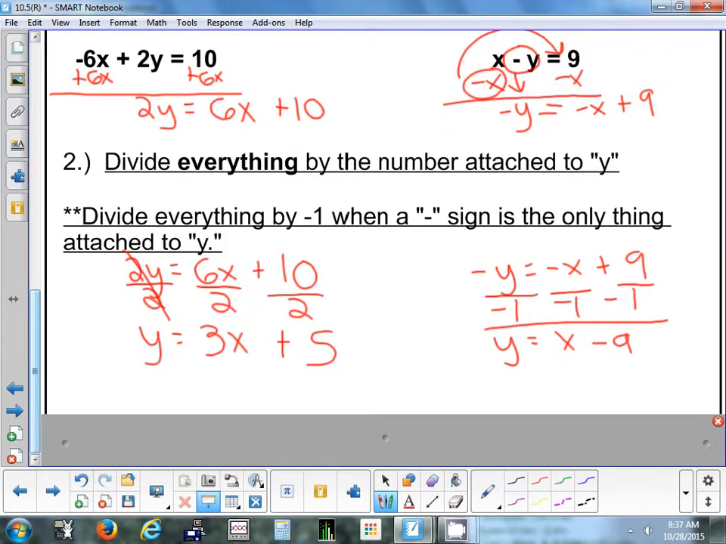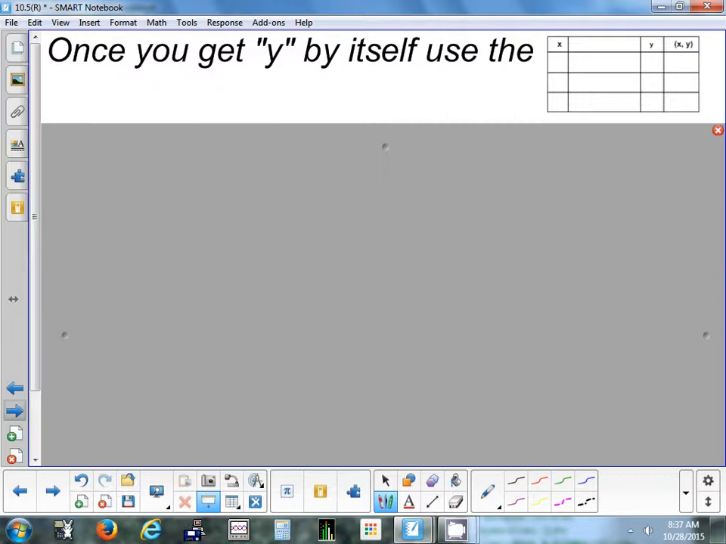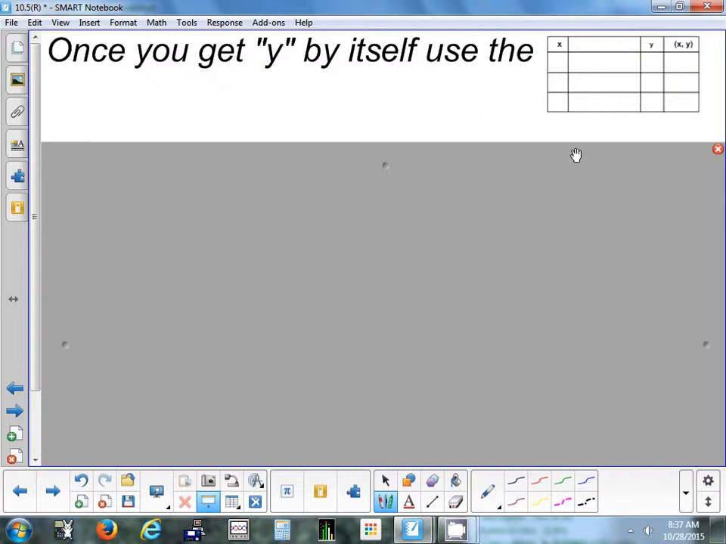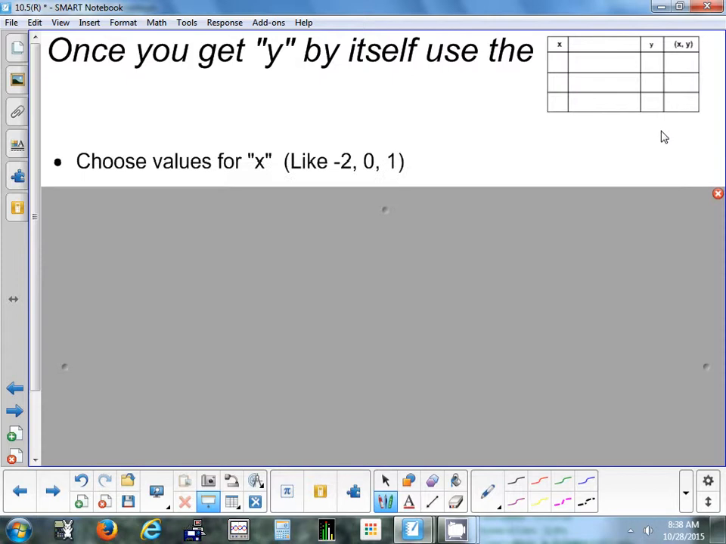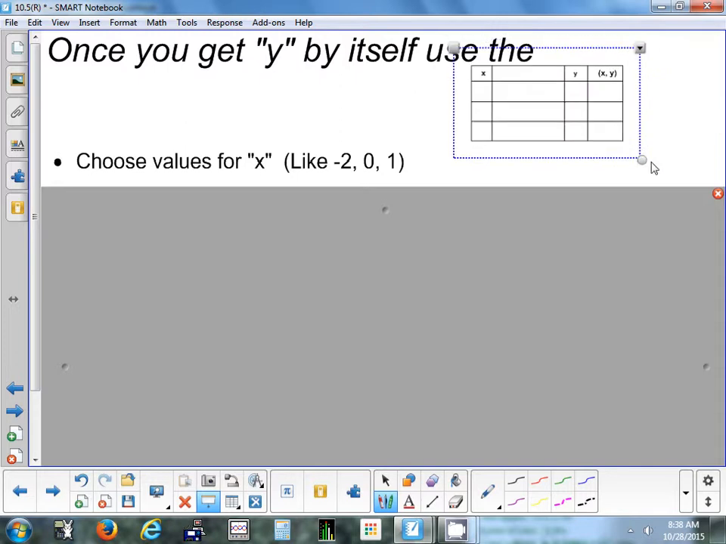Okay. Good. Next thing. Once you get y by itself, you're going to see on your notes, you're going to use this chart. You're going to use that little chart to help you set up your graph. First thing we want to do, we're going to choose values for x. Most of the time, we want to make them small.